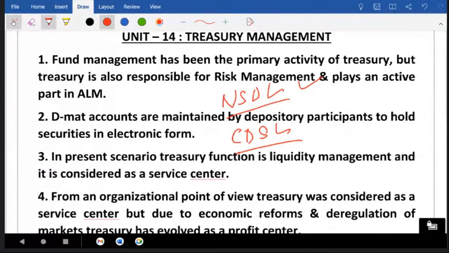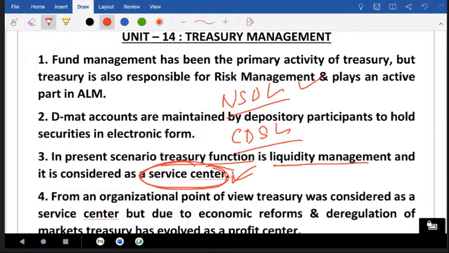At the present scenario, the treasury function is liquidity management and it is considered a service center. You have to keep in mind that treasury is also considered a service center. I'm just marking it here, it's important. So the main function now is liquidity management and it is considered a service center. If asked what the function of treasury is and what its status is, you can say treasury is a service center.